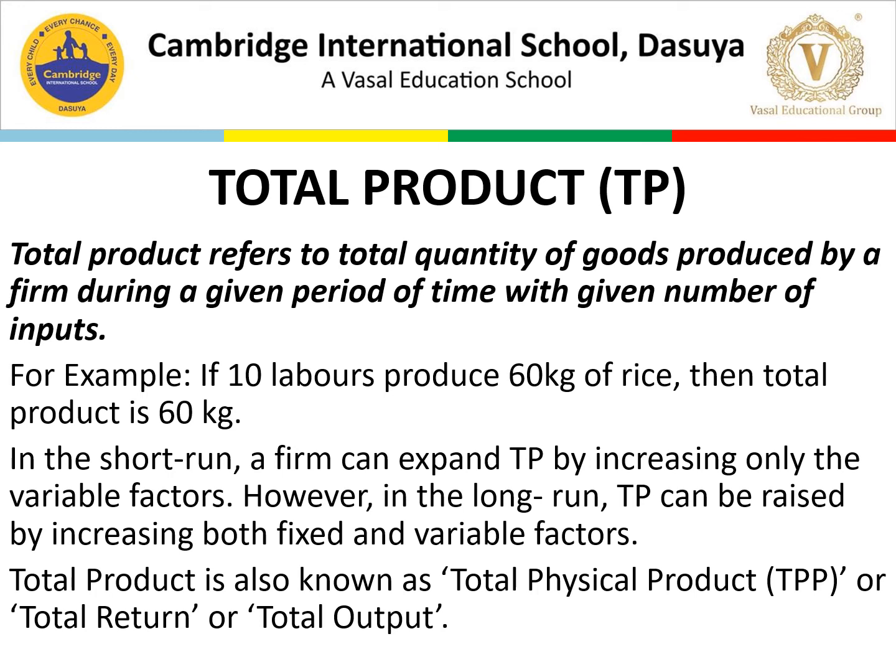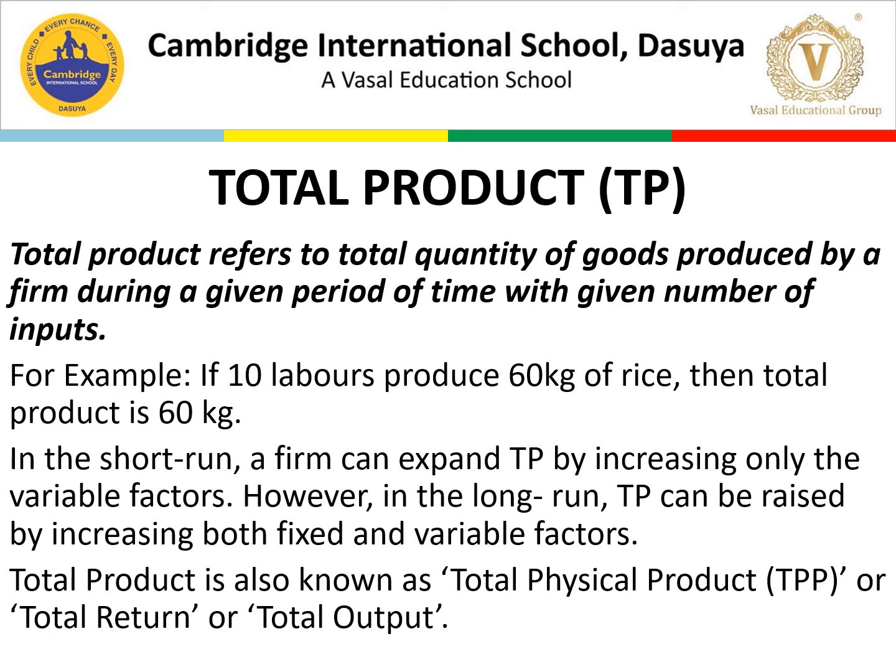लॉन्ग रन में जो टोटल प्रोडक्ट है वो रेज़ किया जाएगा जब हम दोनों फिक्स्ड एंड वेरिएबल फैक्टर्स को चेंज करेंगे तब. ठीक है. सो टोटल प्रोडक्ट के लिए अदर नेम्स हैं, निक नेम्स हैं, दैट इज टोटल फिजिकल प्रोडक्ट, other name is total return or total output.